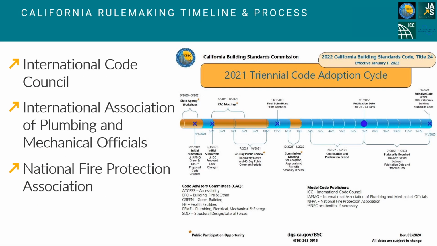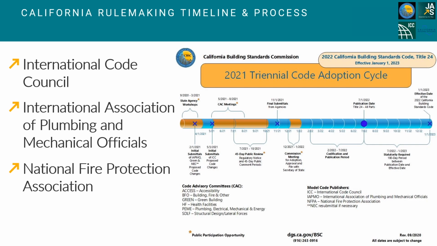Before we get into the actual process of code adoption by local jurisdictions, let's take a quick look at the California Building Standards Code Title 24 rulemaking process. This undertaking is a huge effort by multiple state agencies, the public, and publishers.